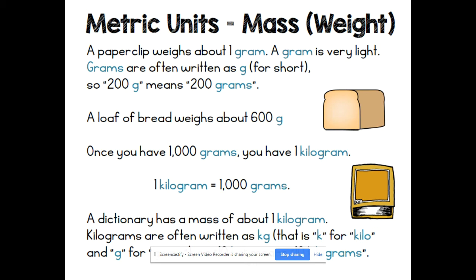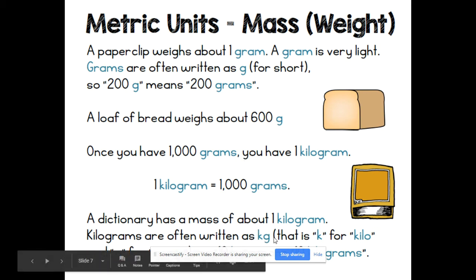And we're also going to use kilograms to measure the mass of objects. So over here, it's telling you that once you reach 1,000 grams, instead of saying, oh, your textbook weighs 1,000 grams, you can simply say, oh, your textbook weighs 1 kilogram. And we abbreviate kilograms by just writing the letters kg.